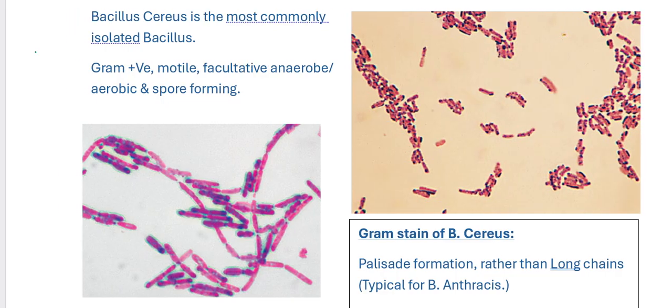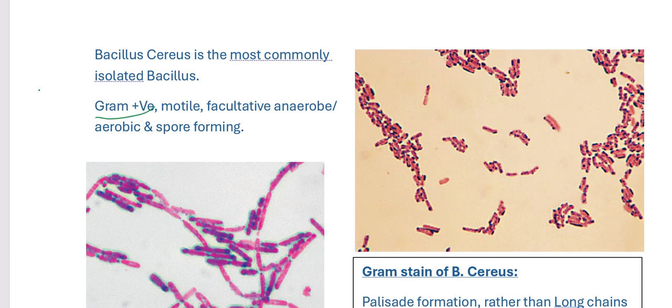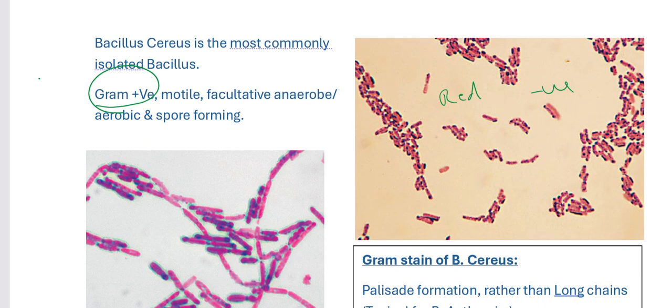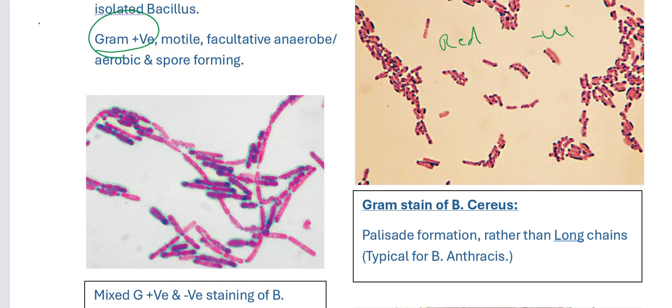So it's gram-positive, and the picture here shows red color. So in fact it's like a gram-negative. And in this other picture, there are a few areas red, gram-negative, and other areas purple, gram-positive. So Bacillus cereus is gram-positive, but it shows what's called gram variability.